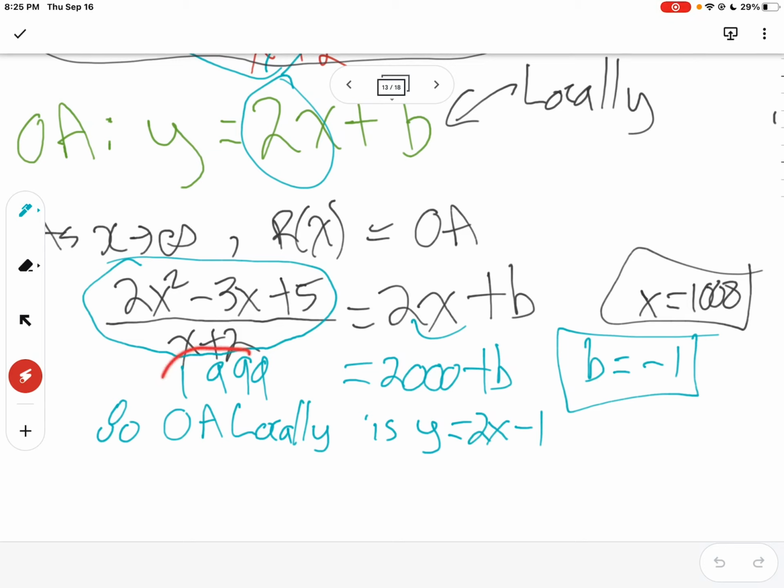And so I did it. 1,999 for that. 2 times 1,000 is 2,000 plus b. By the way, for x, I subbed in 1,000 and I got that result. And then I solve for b. b is going to be 1999 minus 2,000. So the oblique asymptote locally is 2x minus 1. So that's how you get the y-intercept of an oblique asymptote. Okay, hopefully that helped.